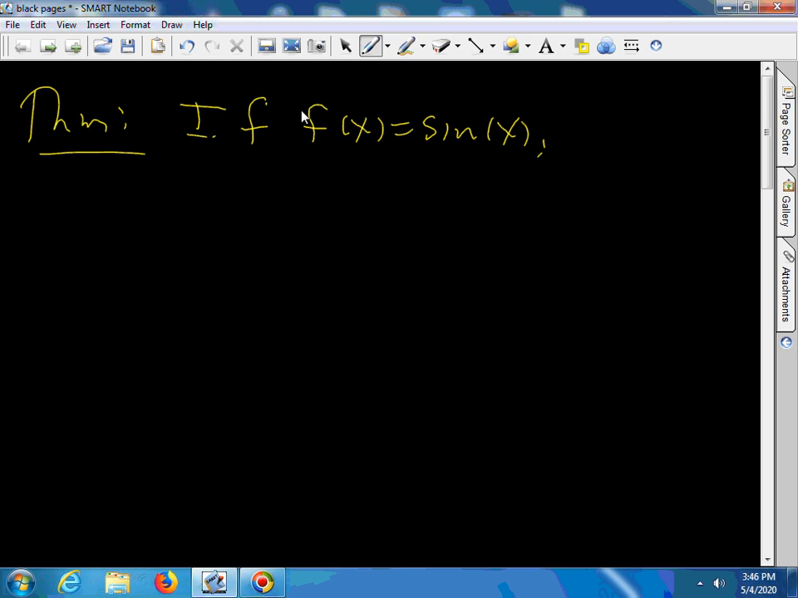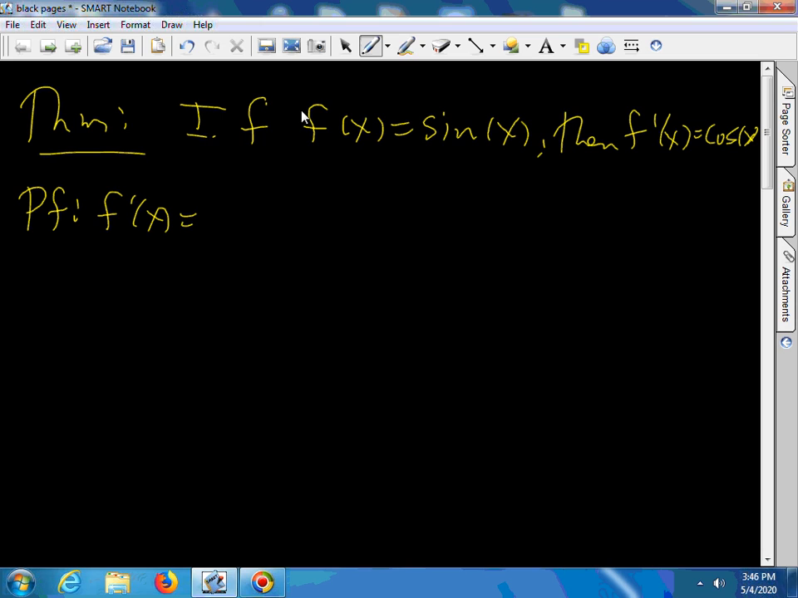Okay, on to trig functions. The theorem we're going to prove is the following. If f of x is equal to the sine of x, then f prime of x is the cosine of x. Proof.